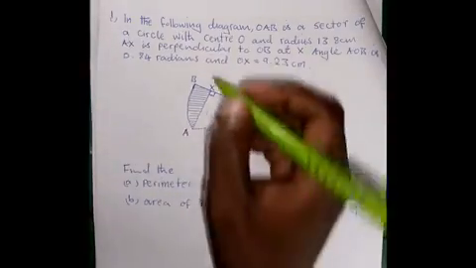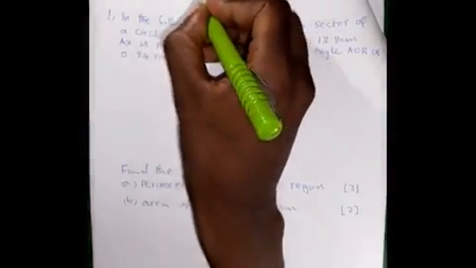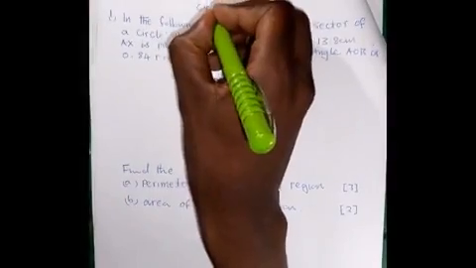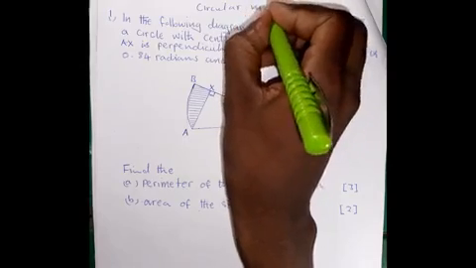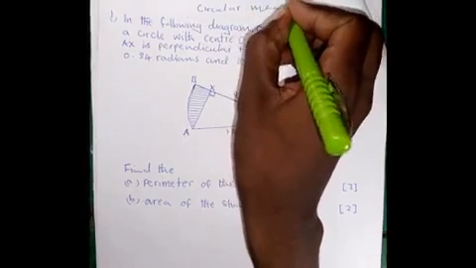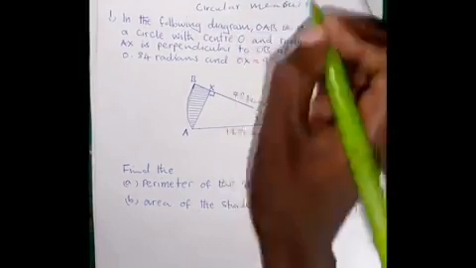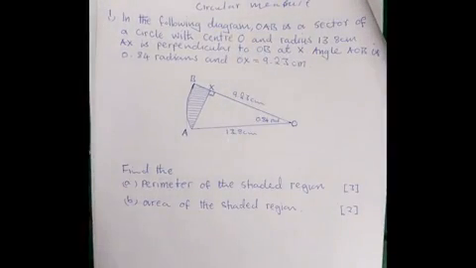Welcome to this question. We are going to answer this question on circular measure. Okay, we're going to answer this question on circular measure. So the question reads, in the following diagram, OAB is a sector.